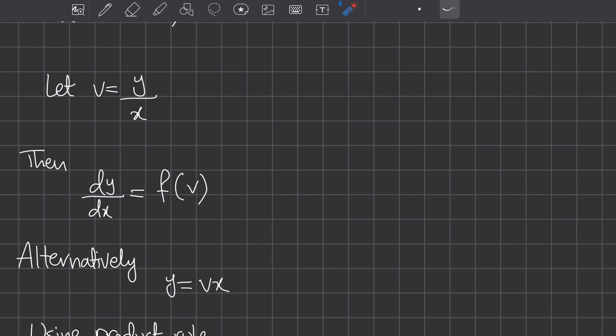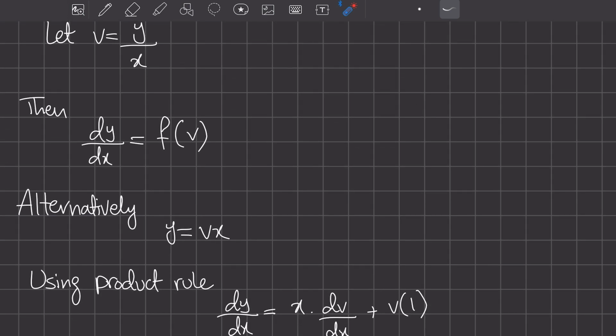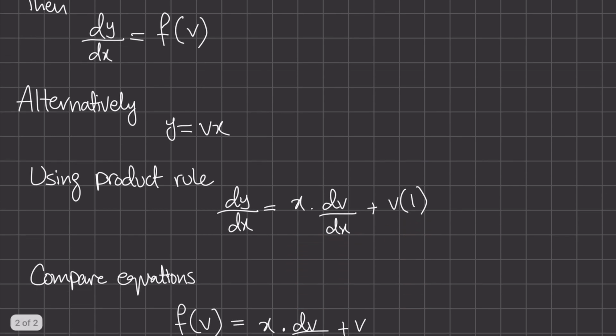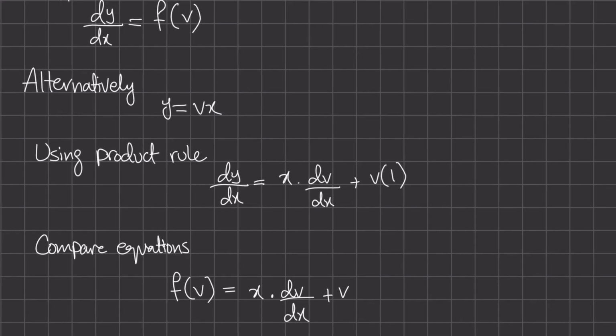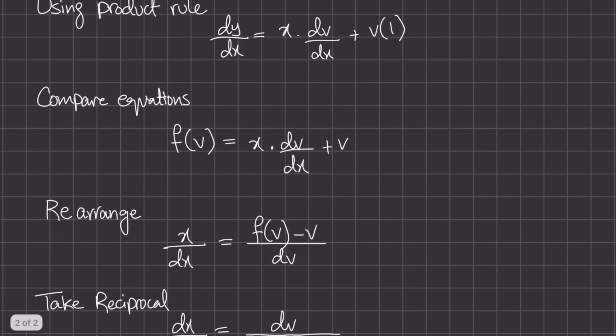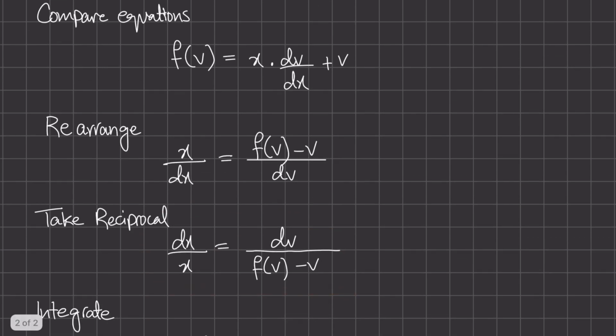Now we look for another way to write dy over dx, which is basically taking the derivative of y with respect to x. And from the relation we established earlier, we know that y equals v times x. So we use product rule for the derivative, which gives x times dv over dx plus v times 1. Now we can put our two dy over dx expressions equal and rearrange to have our two variables separate. Then take the reciprocal on both sides to get dv and dx in the top, and this can be integrated.